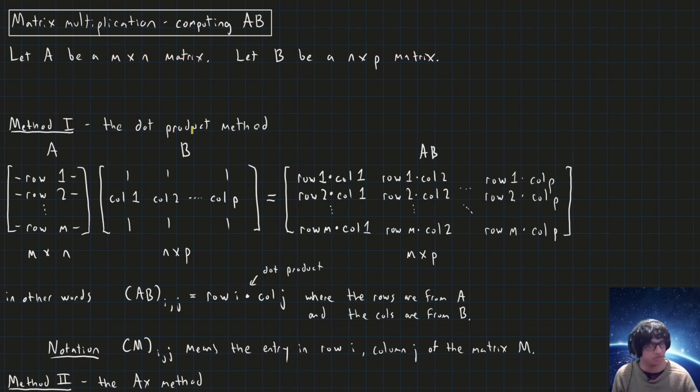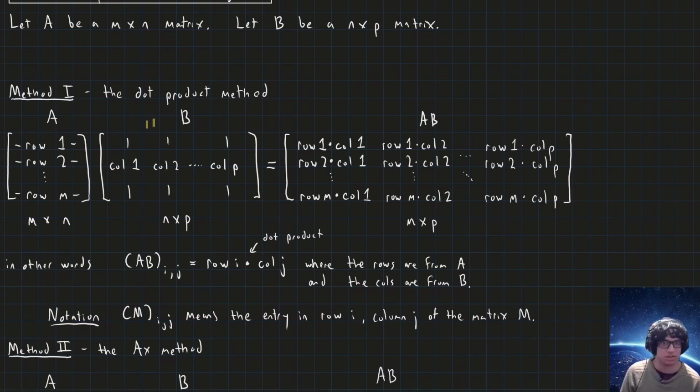So here's method 1. This is probably the method you would use if you were asked to compute the product of two matrices by hand. This is how you chop up the matrices. You think of the rows of A, and you think of the columns of B, and to compute the entry in row 1, column 1, you take row 1 of A dot product column 1 of B. That pattern continues for the rest of the product, A times B.